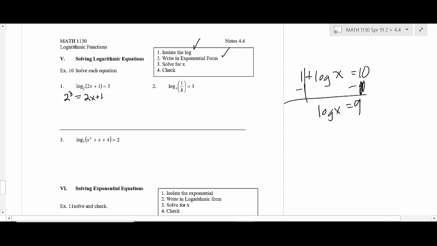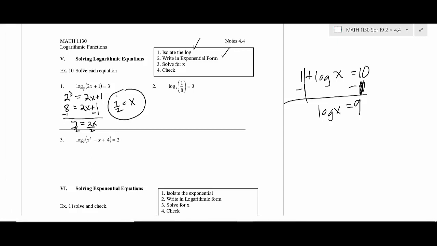In this case, it's just a linear equation. So this would be 8 equals 2x plus 1. And then you could solve this from here. You can subtract 1 from both sides. That would give 7 equals 2x. Then you can divide by 2. So you would get x is equal to 7 over 2. Okay, that's a real simple log equation.